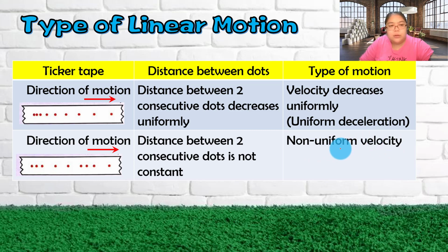Okay, so our lesson is just until this part for the ticker tape. Make sure you understand what is distance, displacement, speed, velocity, and the last one is acceleration. Then you also need to know the ticker tape, how to measure the motion.